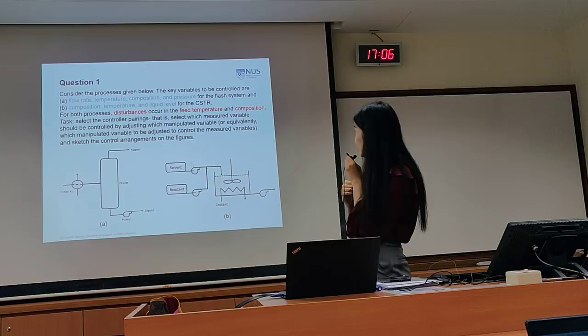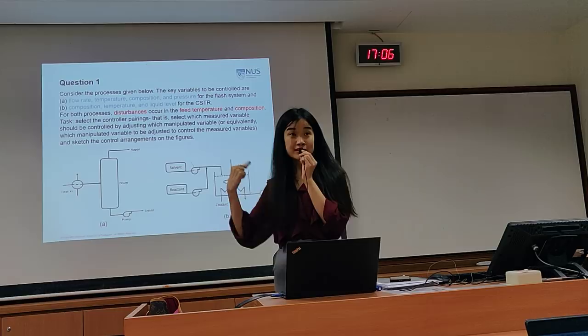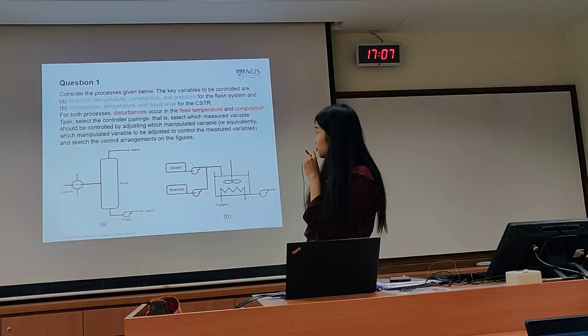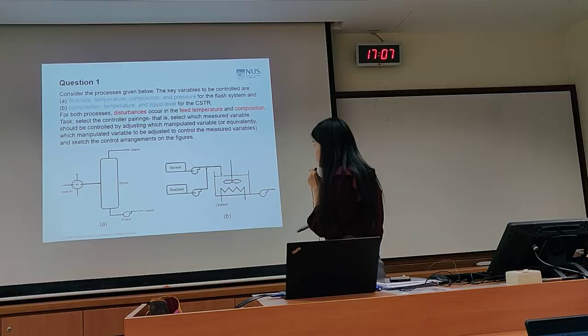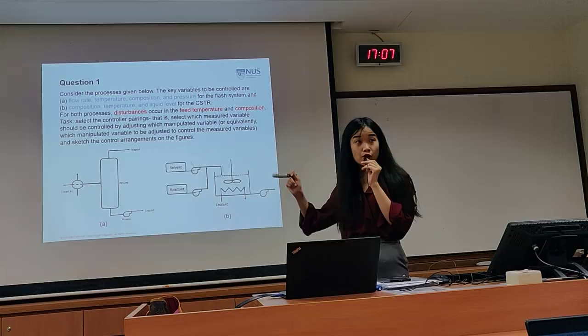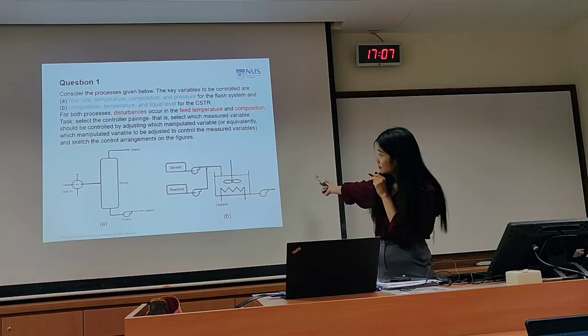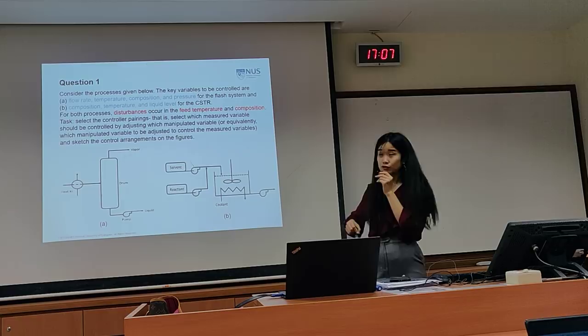So for the first one, the flash system, we want to control the feed flow rate, because the outflow will be decided by the feed flow rate. We want to control the flow rate into the drum. We want to control the temperature, composition, and pressure for the whole flash system. And for the second, the CSTR, what we want to control is the composition, temperature, and the liquid level for this CSTR. So these are the controlled variables, the control objectives.